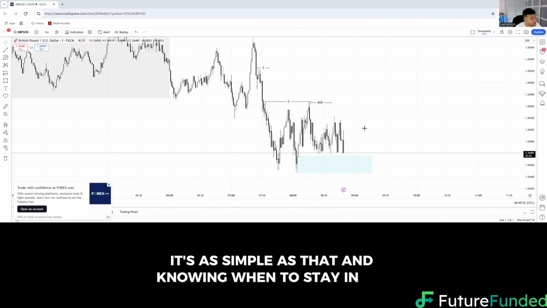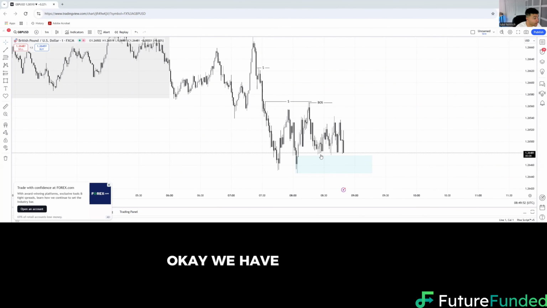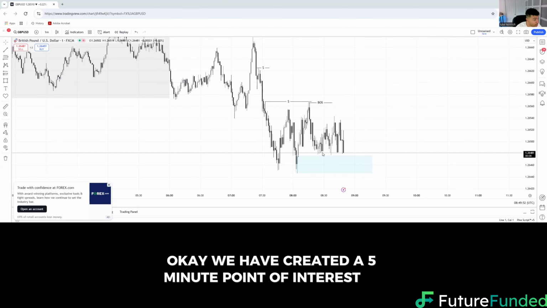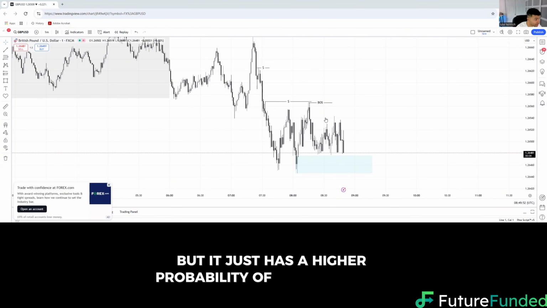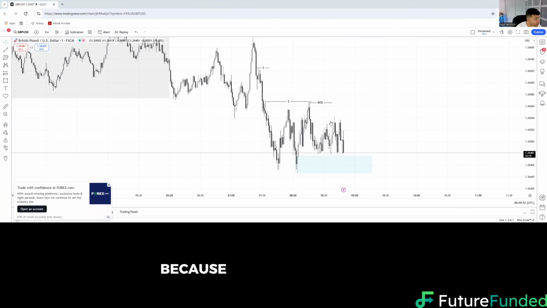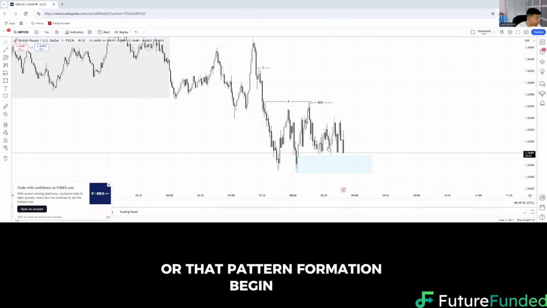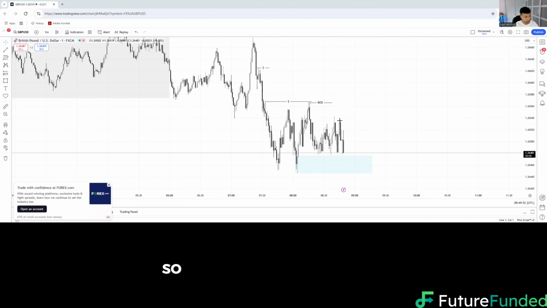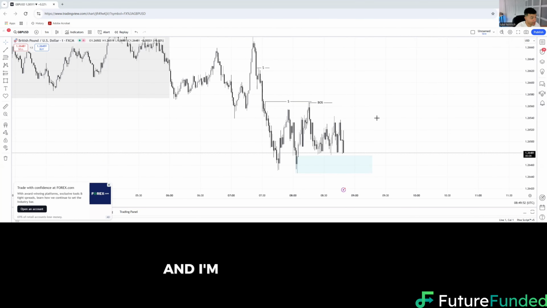And knowing when to stay in the market and when to get out of the market is one of the most crucial things. Okay, we have created a 5-minute point of interest once price actually came back to this 1-minute point. So yes, you could target this as your target, but it just has a higher probability of continuing to move higher because we've already had that pattern formation begin. Okay, so that's one of the things that invalidated the setup straight away for me, and I'm happy to stay out and I'm happy to wait.